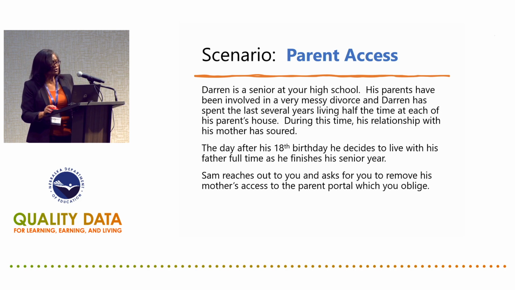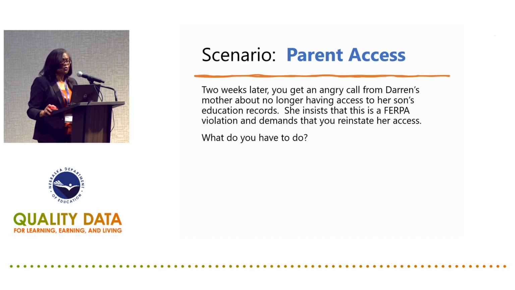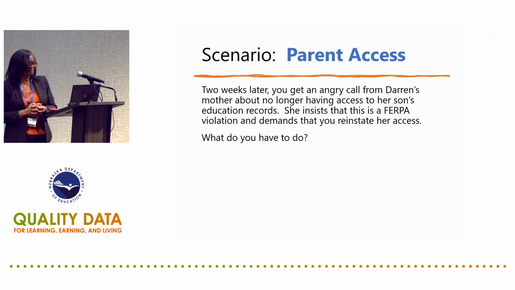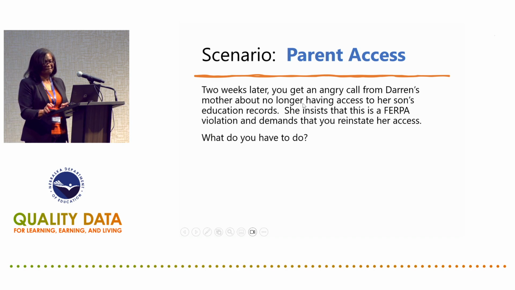Sam reaches out to you and asks for you to remove his mother's access to the parent portal, which you oblige. Two weeks later, you get an angry call from Darren's mother about no longer having access to her son's education records. She insists that this is a FERPA violation and demands that you reinstate her access. What do you have to do? Are you going to reinstate her access?